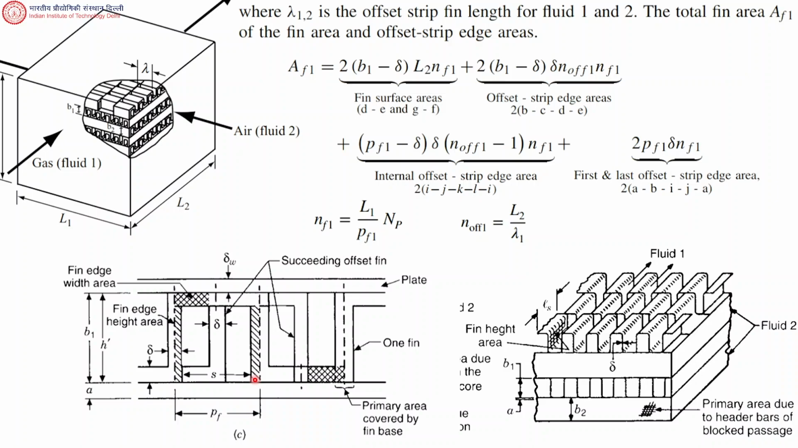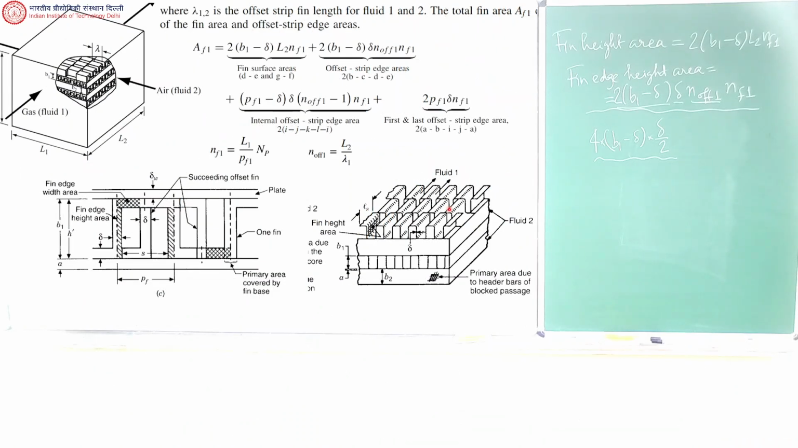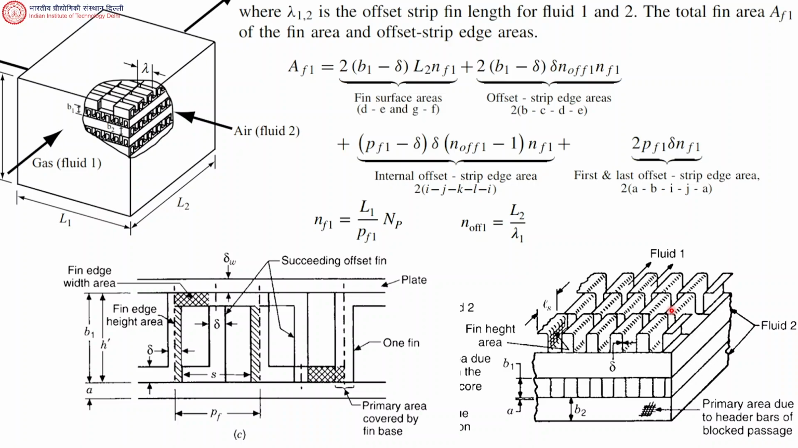So this gives you this thing. What about n1? This is the number of offset strip fins, which is basically this L2 divided by this length. This length we are calling lambda 1. So n1 is L2 divided by lambda 1. You can see that? Yes. So we multiply it by n1, but multiply it also by NF1.